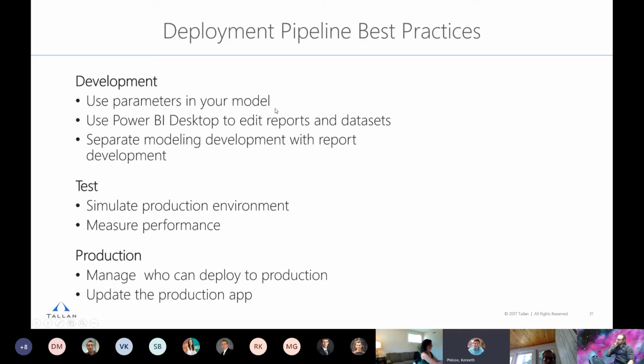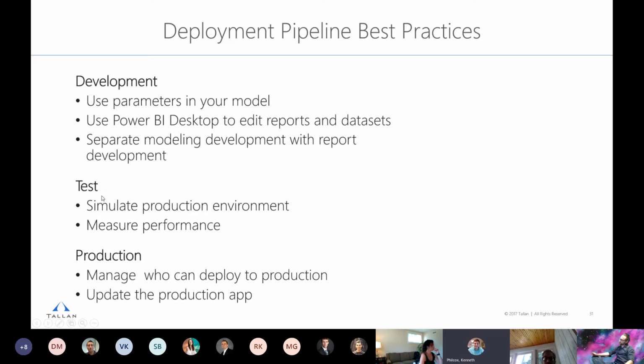And then finally, the use of parameters in your model. As we'll see in our demo, you have the ability, within each of these environments, to leverage parameters to change the data source of your data. These parameters will show up within the deployment pipeline. And if you point these parameters at your dev database, your test database, or your production database, within the deployment pipeline you could actually point to those parameters and ensure that your reports are pointing to the proper data source.